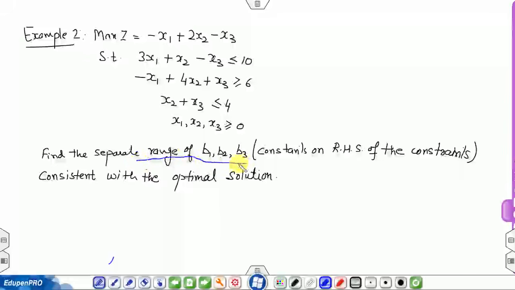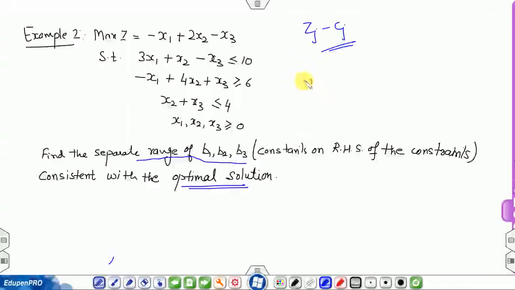So that's not a big deal. That's quite easy. So look at that. You have to find the b1, b2, b3. That is the right hand side. Remember students, whenever you are talking about the right hand side, there is no need to calculate the zj minus cj, because optimality will always be there.